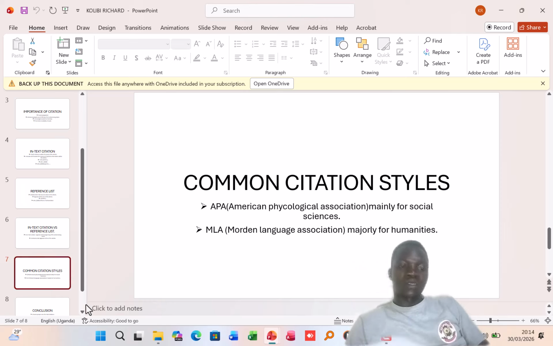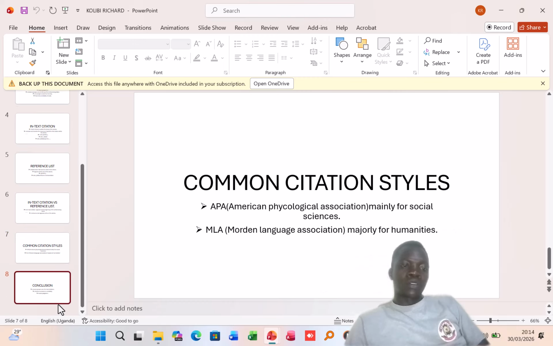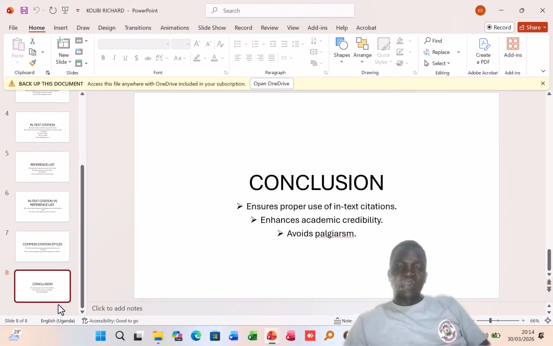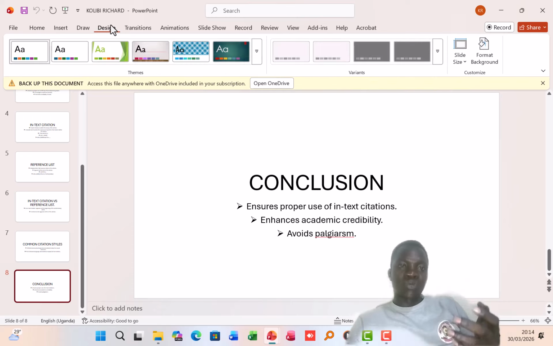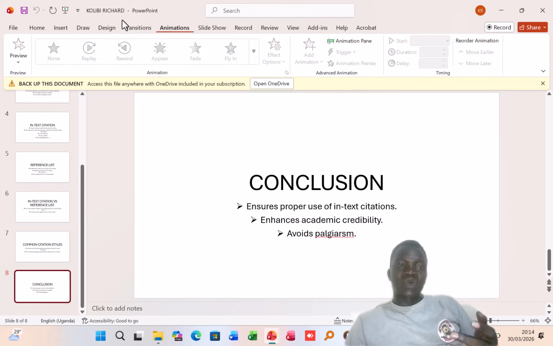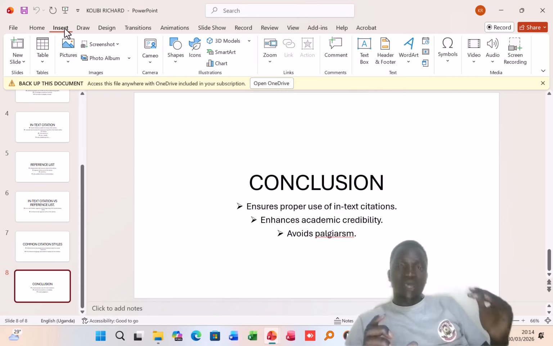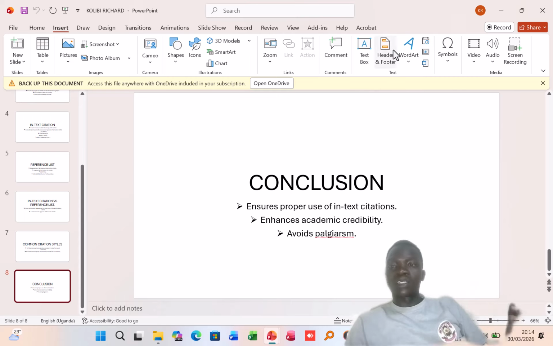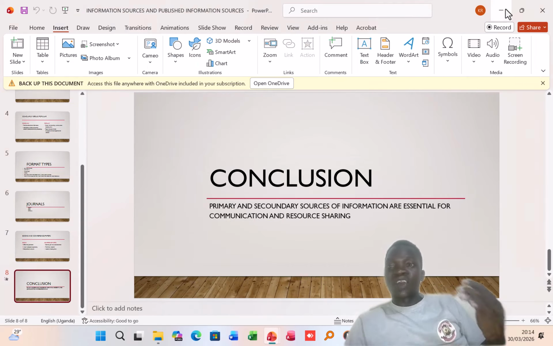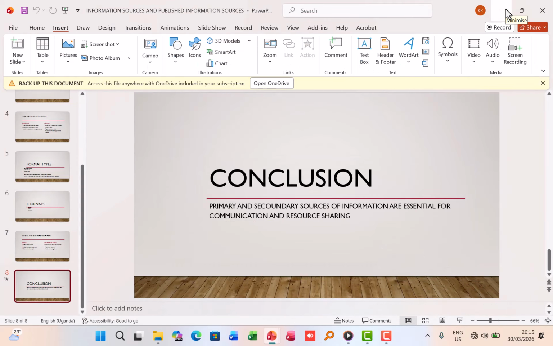So in conclusion, for in-text citations, we have to ensure proper use of citations like quotation marks and proper referencing in terms of academic information, which enhances academic credibility and avoids plagiarism. For example, you're given a document to summarize and you end up inserting it the same way they have given it to you, which is not right in terms of academic credibility. It violates the rules and procedures of information literacy.